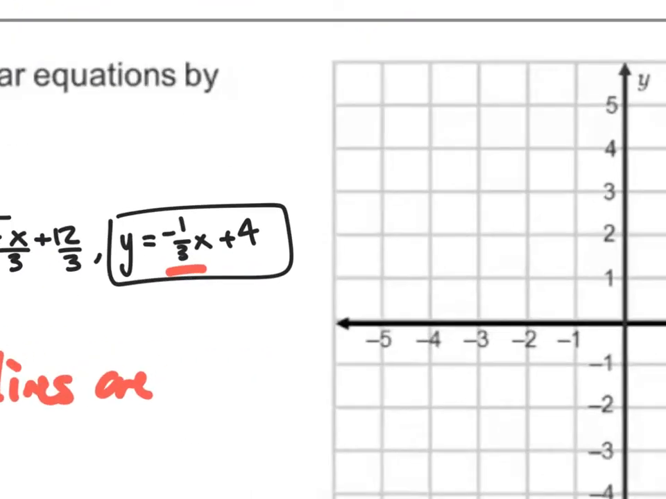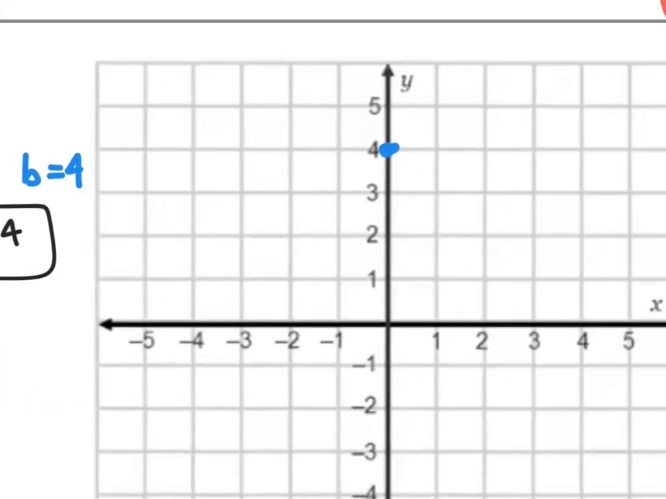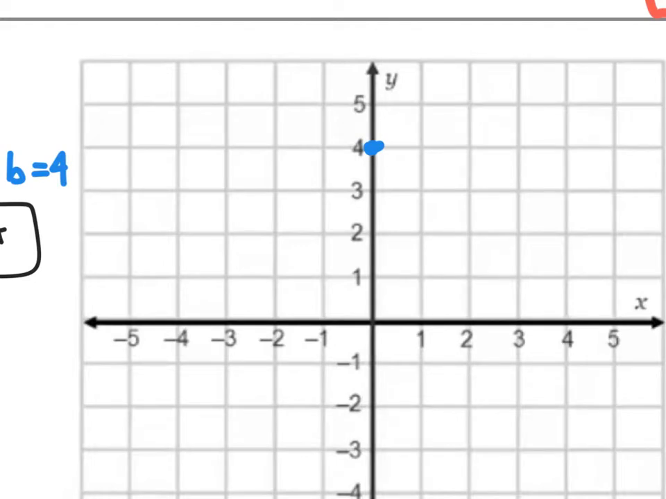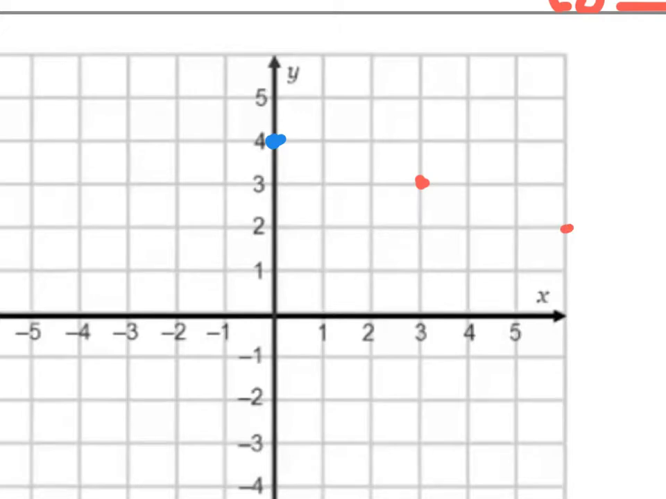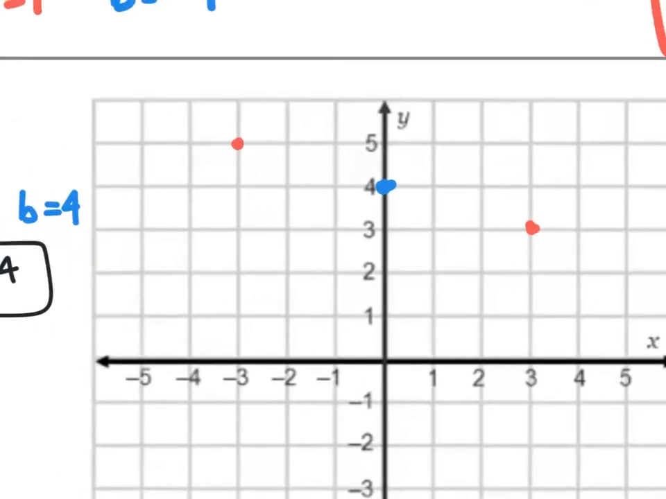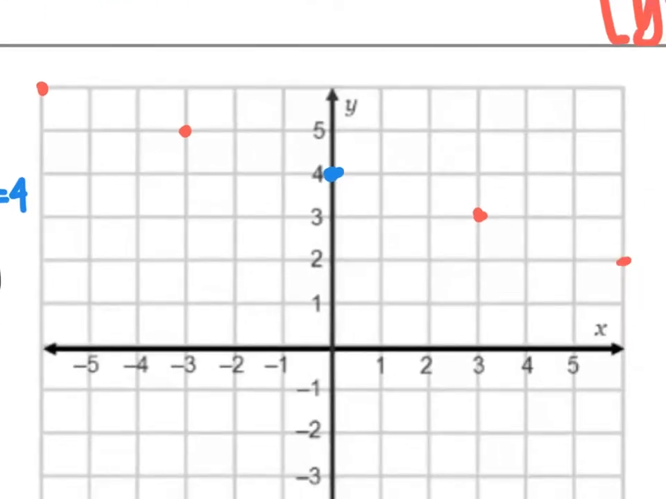So here, I know that my slope is equal to negative 1/3. My y-intercept is 4. So I'm going to plot the point 4 up here, and then with a slope of negative 1/3, I'm going to go down 1 over 3, down 1 over 3, okay, up 1 to the left 3, and then up 1 to the left 3. Okay, so now, I'm going to connect all these points with a line as best as I can.